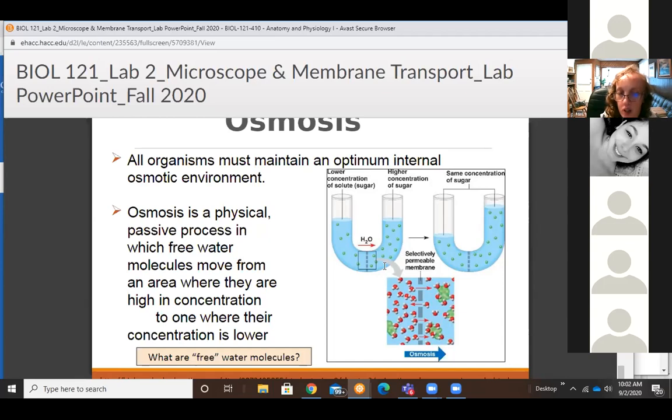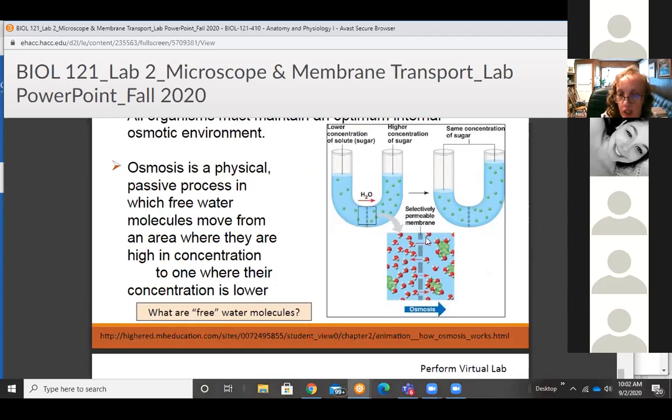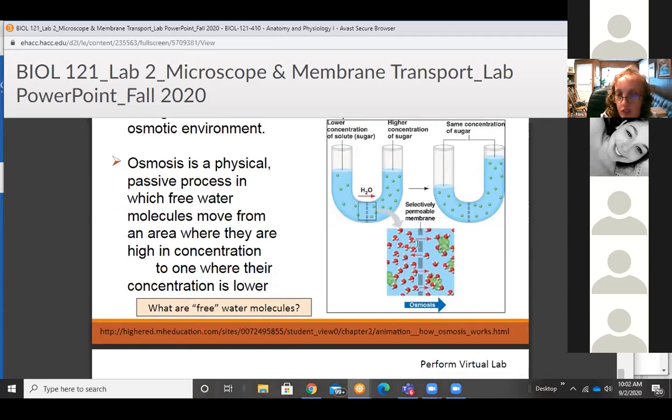Free water molecules are ones that are not highly associated with solute. So if we look at this beaker right down here, the free water molecules are ones like this one and this one up here. This is not a free water molecule because it's working to keep this green solute dissolved.